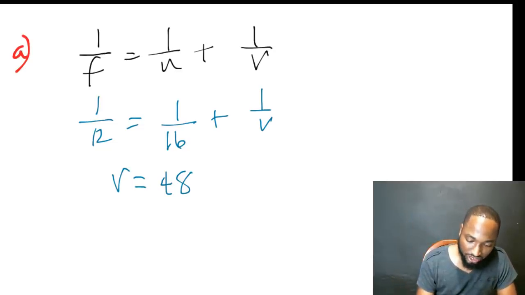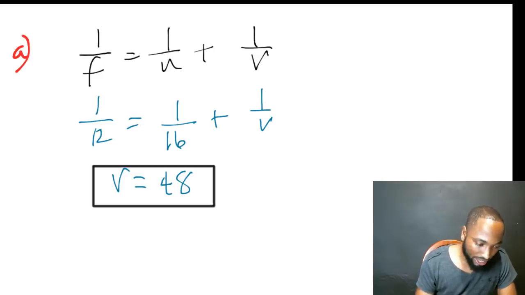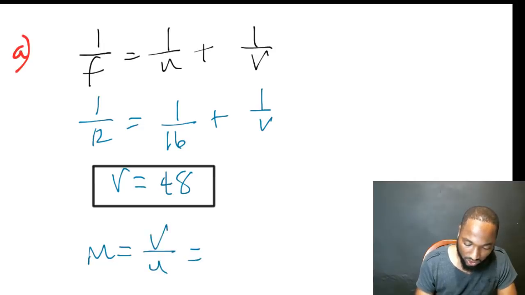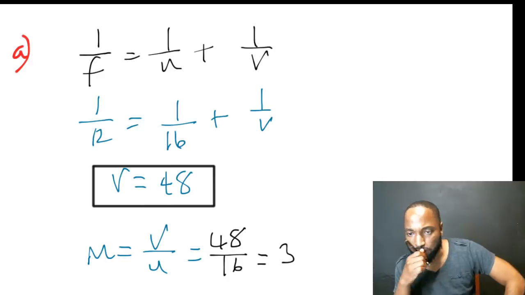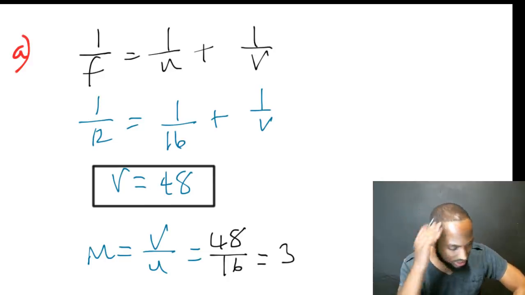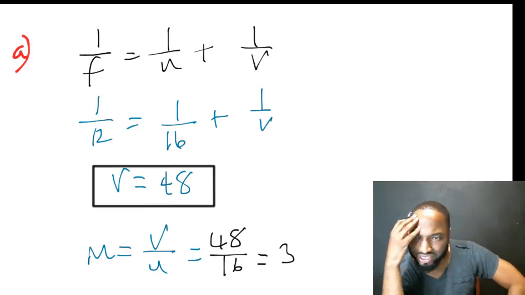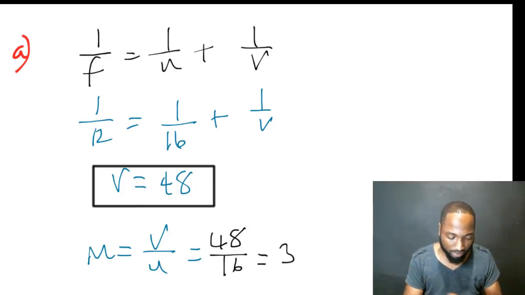So V is 48. Right, so you find V to be 48. You know how to do that now? To get the magnification, magnification is V over U. So the magnification would be 48 over 16, which would be equal to 3. And I think Joel and them put 49 or 48. I get 48, people. I really get 48.